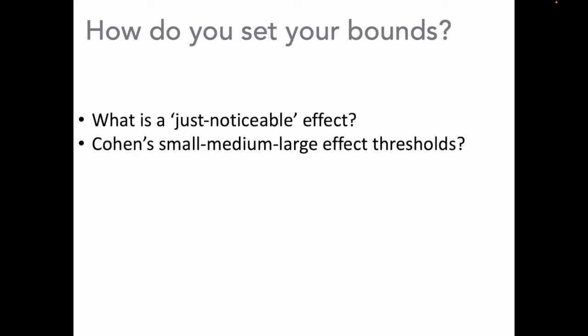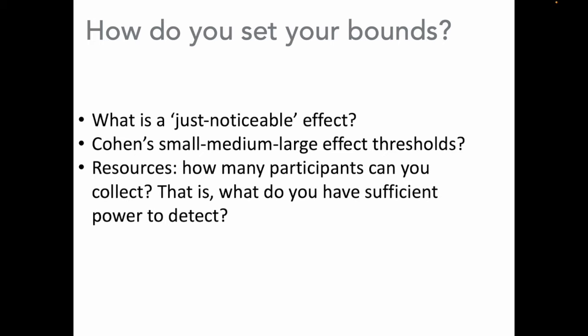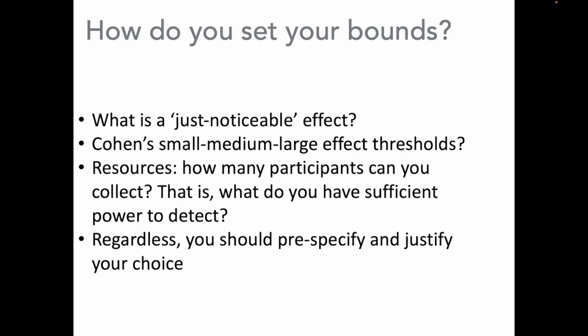But the most important thing is that you justify it. You may actually say, you know what, I have no idea what my equivalence bounds should be, so I've just gone with small. At least you're transparent with what you actually did. You can be even more straightforward and think about your resources. You can do power analyses for equivalence tests. They're very similar to a power analysis for a conventional test. Typically, you need about 5% more participants for an equivalence test than for the equivalent traditional test. But think about what you actually have sufficient power to detect based on the resources that you have. That is one approach. Regardless of how you do it, pre-specify and justify your choice.